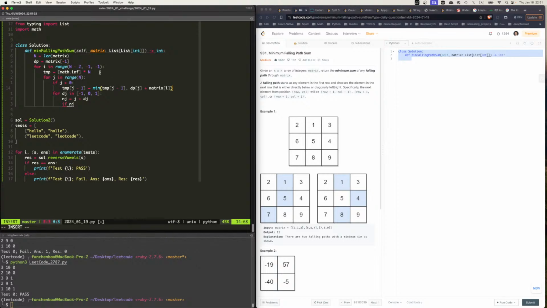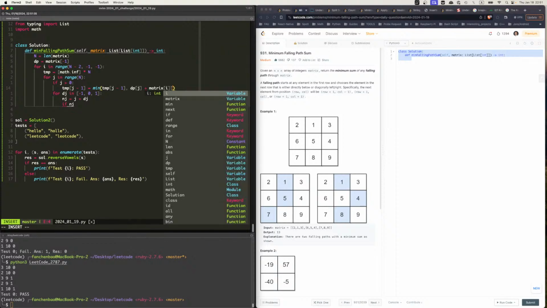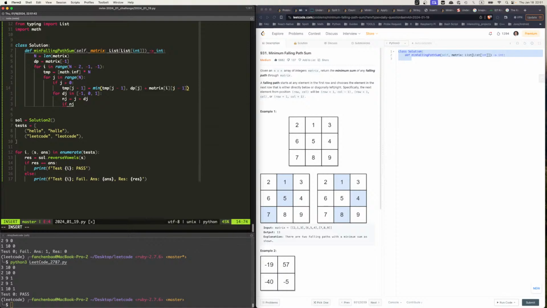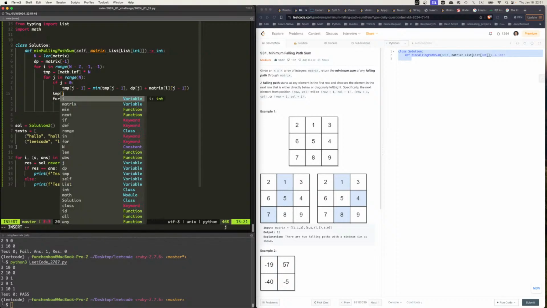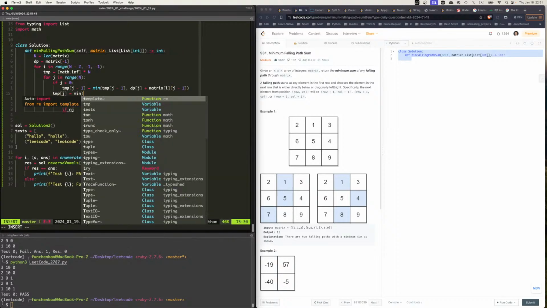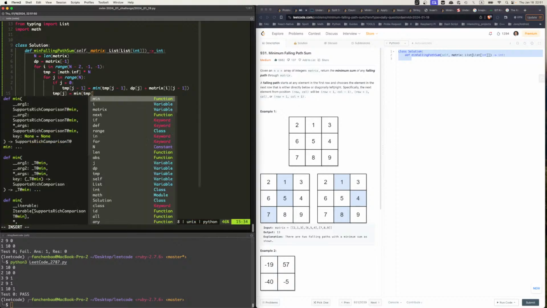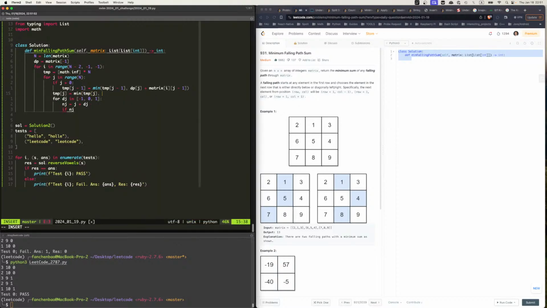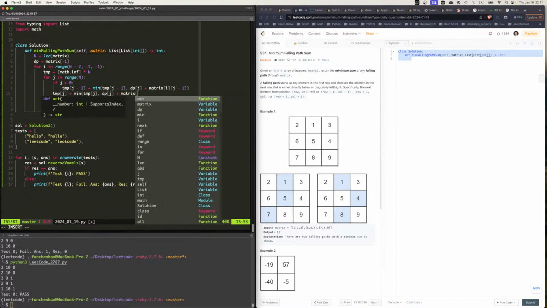Oh, matrix[i], that's wrong. Matrix[i] is the current row, and then j-1, right? So that's that. If j is larger than 0, then temp[j] shall equal the minimum, same thing, temp[j] and dp[j] plus matrix[i][j].